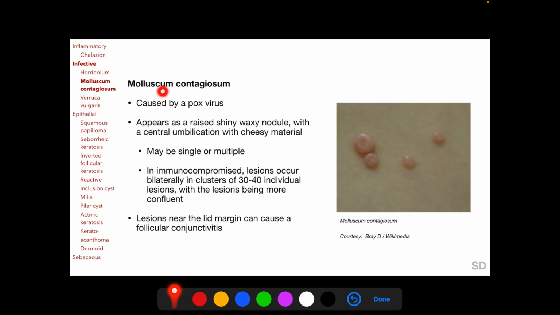Molluscum contagiosum is caused by a pox virus, and the lesions appear as elevated, shiny, waxy nodules with a central umbilication as seen here with cheesy material. The lesions can be single or multiple, and in immunocompromised patients, the lesions occur bilaterally in clusters of 30 to 40 individual lesions, with the lesions being more confluent. Lesions near the eyelid margin can cause a follicular conjunctivitis.